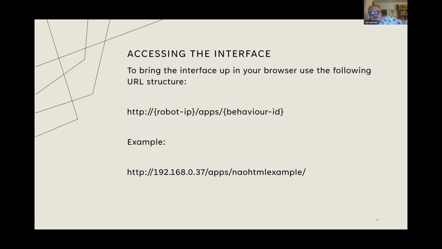Now, hopefully you can see why I was asking people to take away the silly numbers on the end of the behavior ID, the application ID, because you're never going to remember those, but you'll remember now HTML example or assist or whatever you've called your application. So then you can just go, and the example, this was actually the robot that I was running this on in my office, was at 192.168.0.37, apps, now HTML example. Up pops my interface as soon as I do that, yeah?